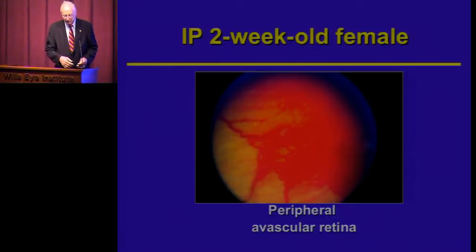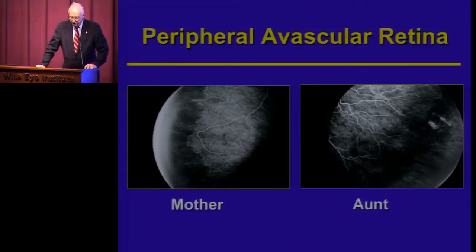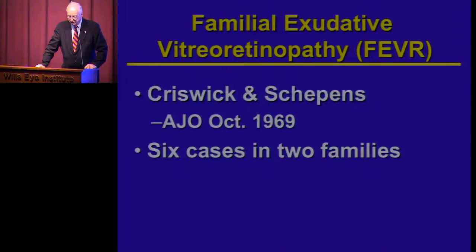This is the youngest one I told you about, 11 days, a 2-week-old female. And you have an avascular zone here. This is the eye that went on to detachment that I just showed you previously. And here's the mother and the aunt. Now, the aunt was single, and I told her about the inheritance of this disease, and she got married, and even so went on and had a child that ended up with incontinentia.